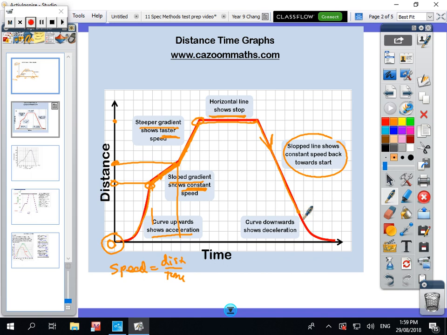Okay, and then here it's still coming back towards the home, but it's slowing down. It's decreasing at a decreasing rate, so it's decelerating. Over this side it was accelerating because it was getting quicker. Here it's slowing down, so it's decelerating. Okay, so copy that and we'll do a few more.